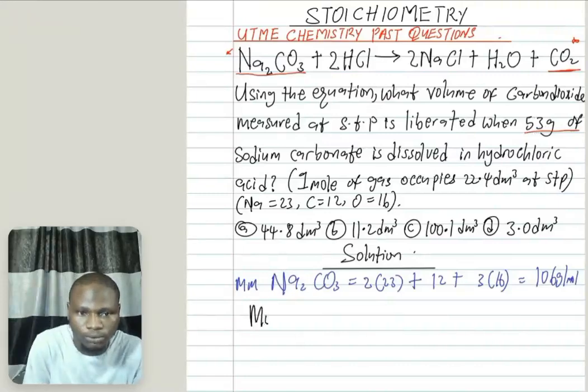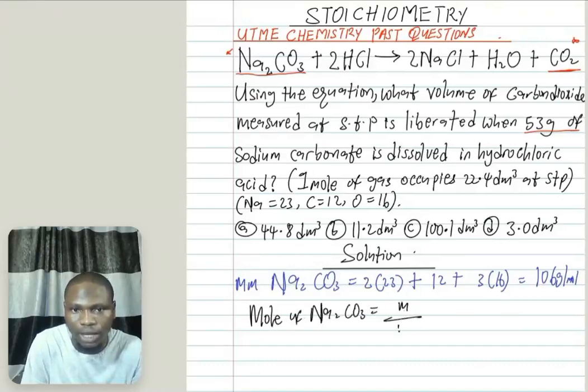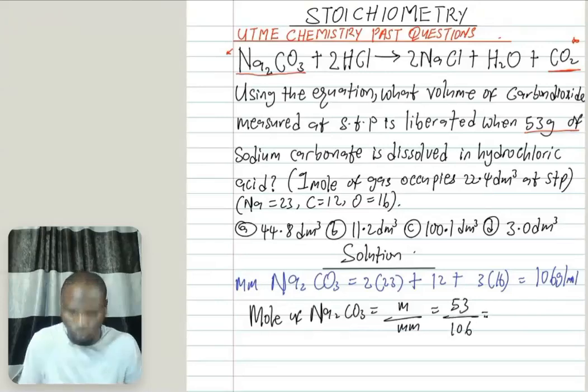So the mole of sodium carbonate is equal to mass over molar mass. So what is the mass? 53 grams divided by 106. So what will you get? We have 53 divided by 106. So that will give me 0.5 mole. So I have 0.5 mole of Na2CO3.